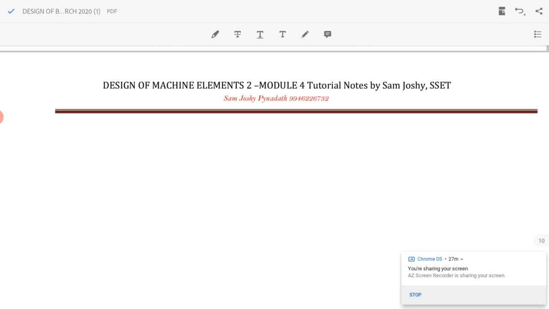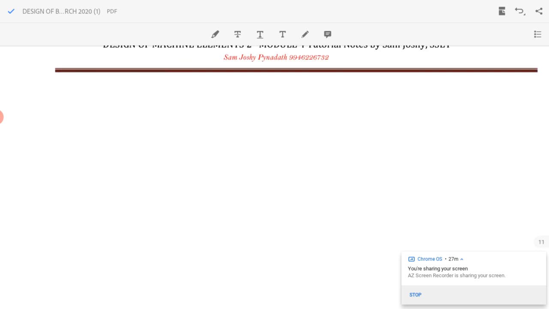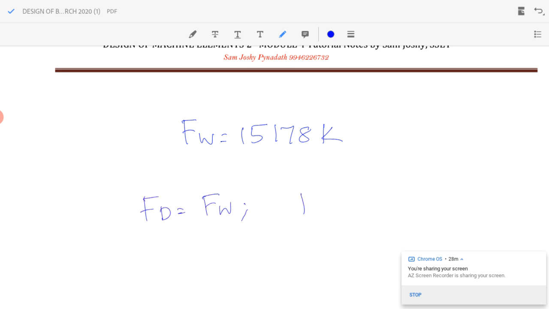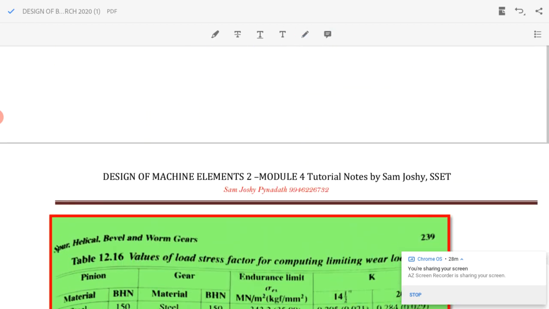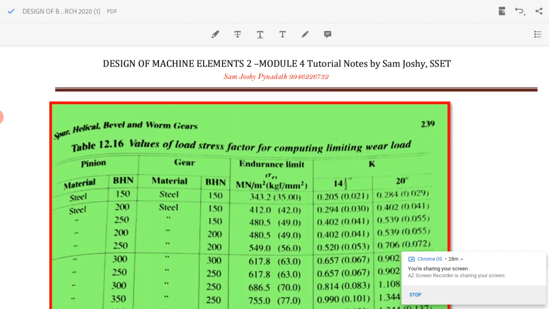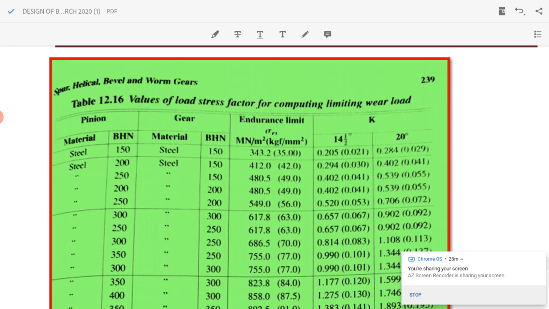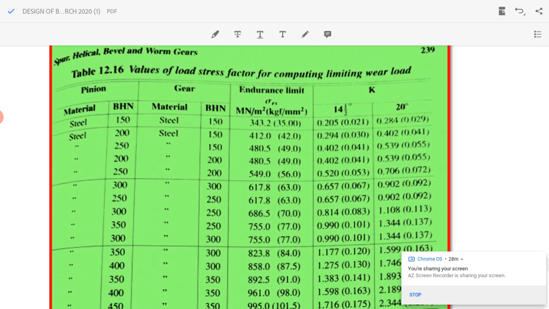So my equation will be, after writing all this equation, Fw will be equal to 15,178.5 K. Equating Fd equal to Fw, I will get K equal to 0.5984. So I have to select a higher value from the table. From page 239, table 12.16, my material is cast iron. Both are made of cast iron.